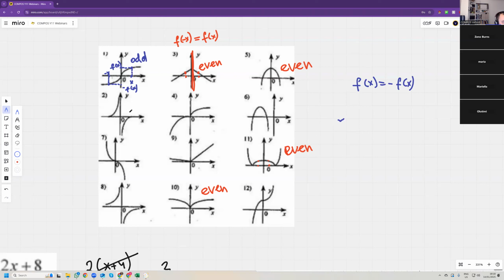So here, judging from the graph, this is an odd function. This is neither. This is neither. This is odd. This is neither. This is neither. And this is odd.